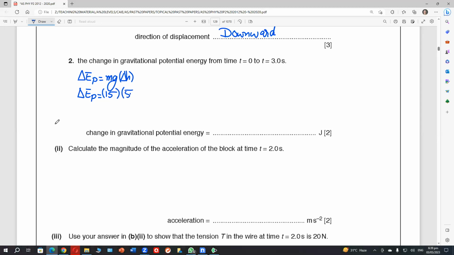I'm taking the whole weight. It is 76.5.